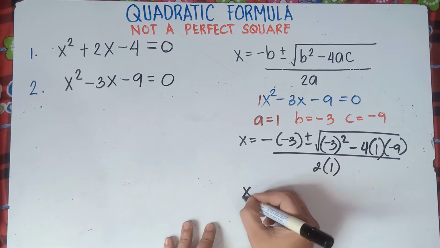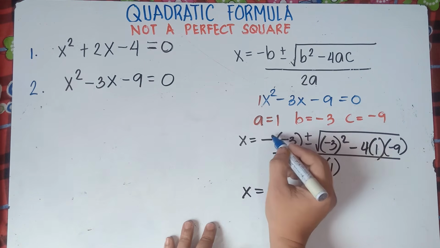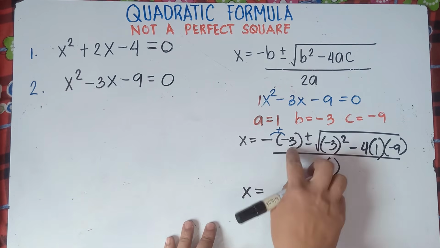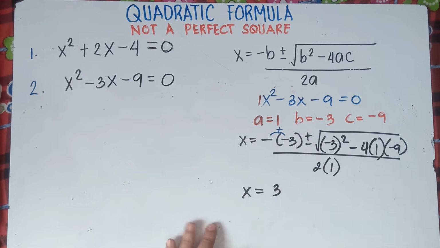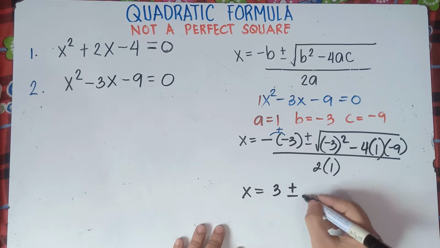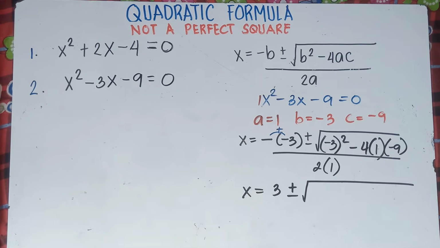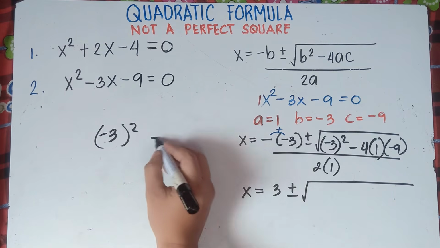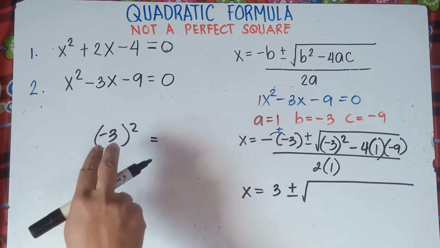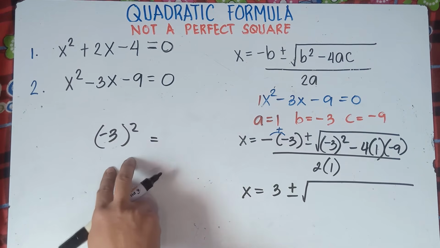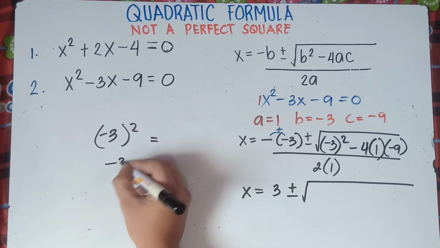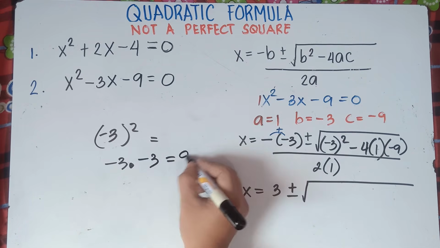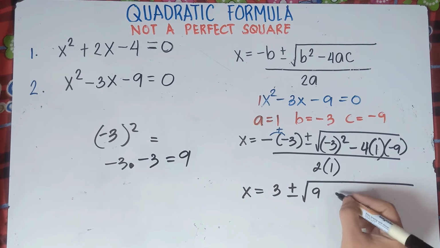So this will be x equals, you multiply this one, class, negative times negative, and this will be positive. So instead of negative 3, it will be positive 3. Positive negative is square root of negative 3 squared. What do you mean by that one, sir? Negative 3 squared means you multiply this negative 3 by itself twice. So this is negative 3 times negative 3, that's positive 9. So this will be 9.